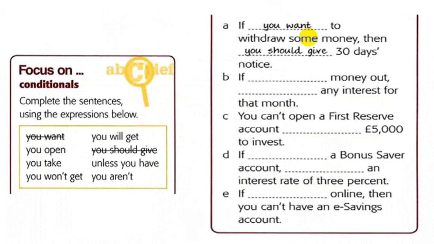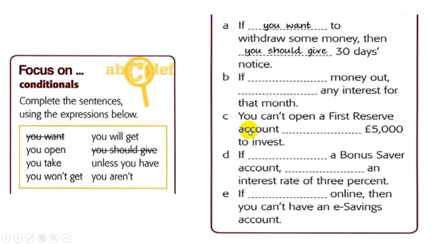A. If you blank to withdraw some money, then you blank 30 days notice. Yes, it is solved in front of you. If you want to withdraw some money, then you should give 30 days notice. Yes. B. If blank money out, blank any interest for that month. Good. If you take money out, then you won't get any interest for that month.